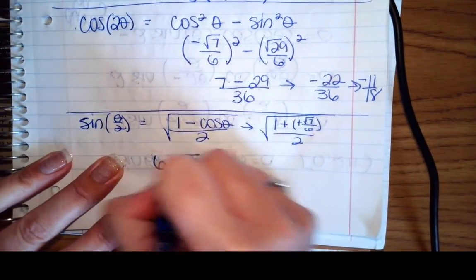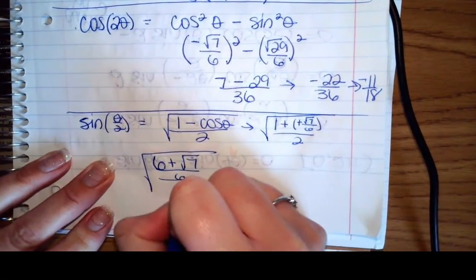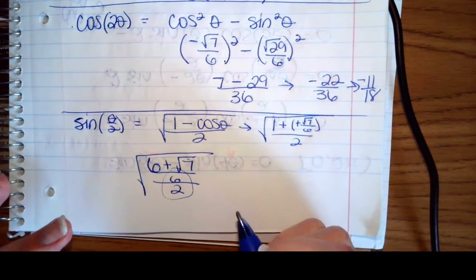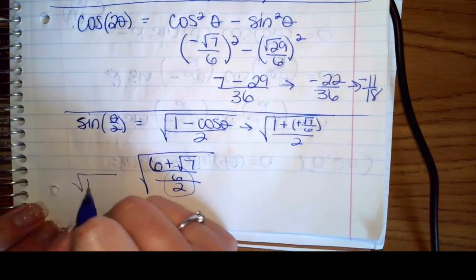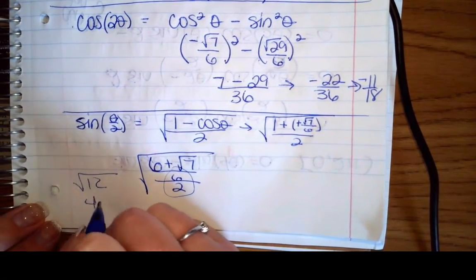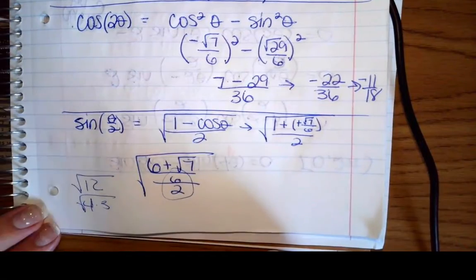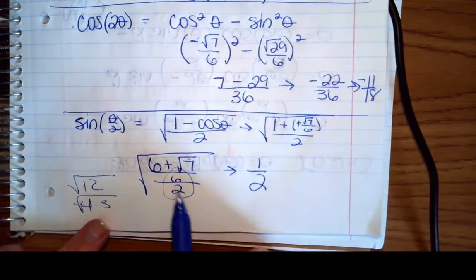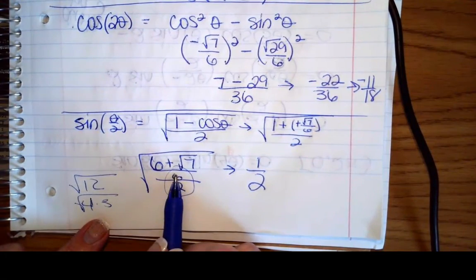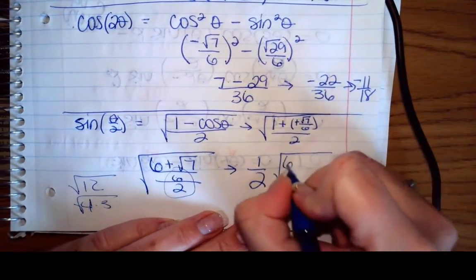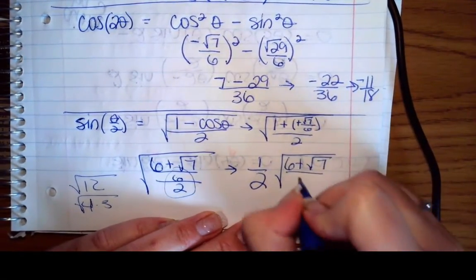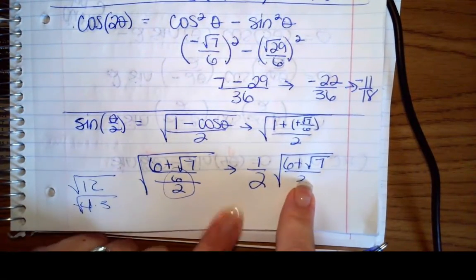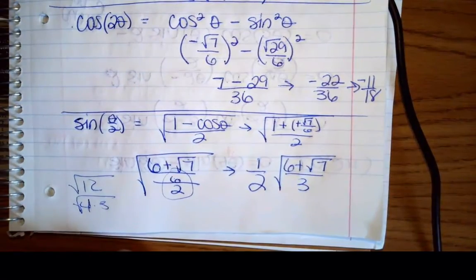So 6 plus root 7 over 6, but all of that is over 2, which means my denominator is now 12. So if I'm going to take the square root of 12, that's going to be 4 times 3, and the square root of 4 is 2. So this ends up being, I pull out a 1/2 because my denominator is 12. And then I have 6 plus root 7 over 3. So again, if you square this, it's going to go in as a 4. 4 times 3 is your denominator of 12.